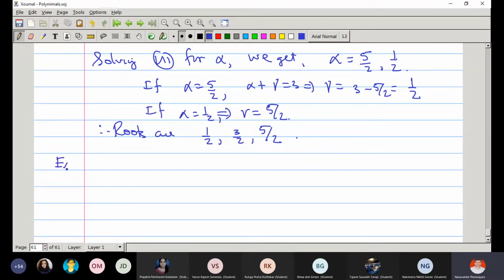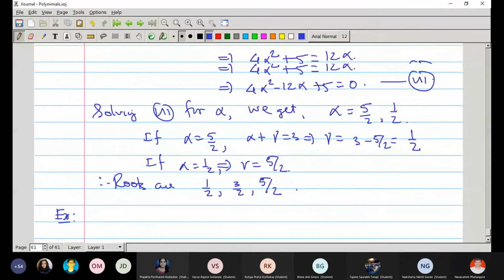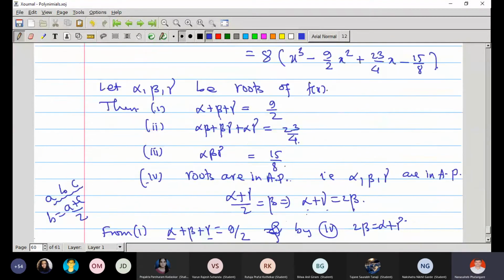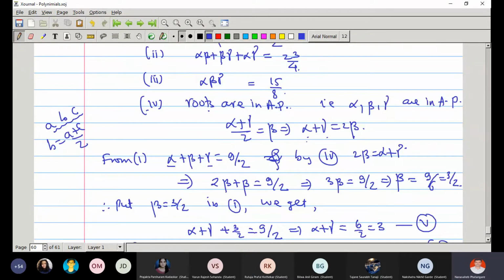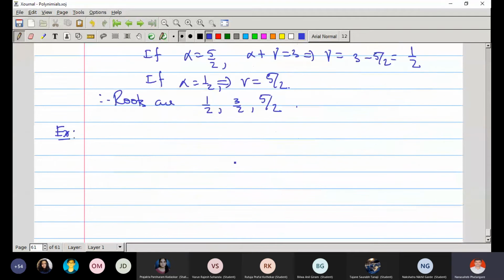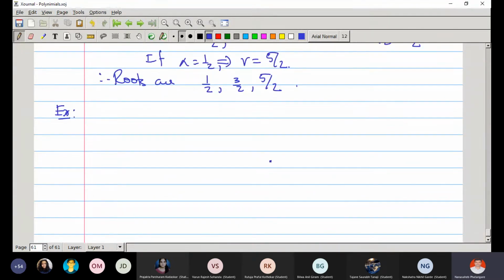Any doubt in this? Is it clear? See, while finding roots, we have to just play with these four expressions. The three relations between roots and coefficients, and the fourth is given additional information. We have to just play with these four things and solve for alpha, beta, gamma. Is it clear? Yes, sir. Okay, fine.